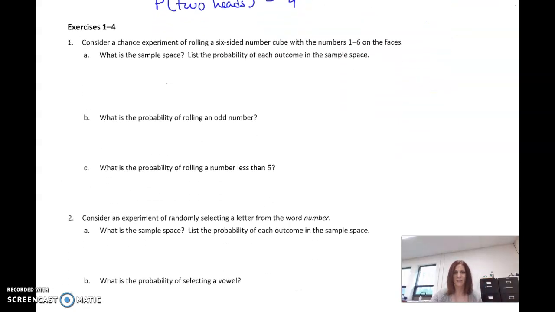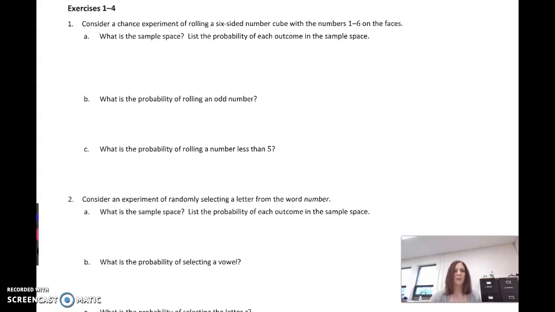Okay, so let's keep trying some examples here. Consider a chance experiment of rolling a 6-sided number cube. Okay, dice or die, right? The singular of dice is die, with the numbers 1 through 6 on the faces. What is the sample space? Well, the sample space is to list all the outcomes. It's a six-sided number cube, so 1, 2, 3, 4, 5, 6. When I roll that number cube, one of those numbers is going to be sitting on top. So that's the sample space.